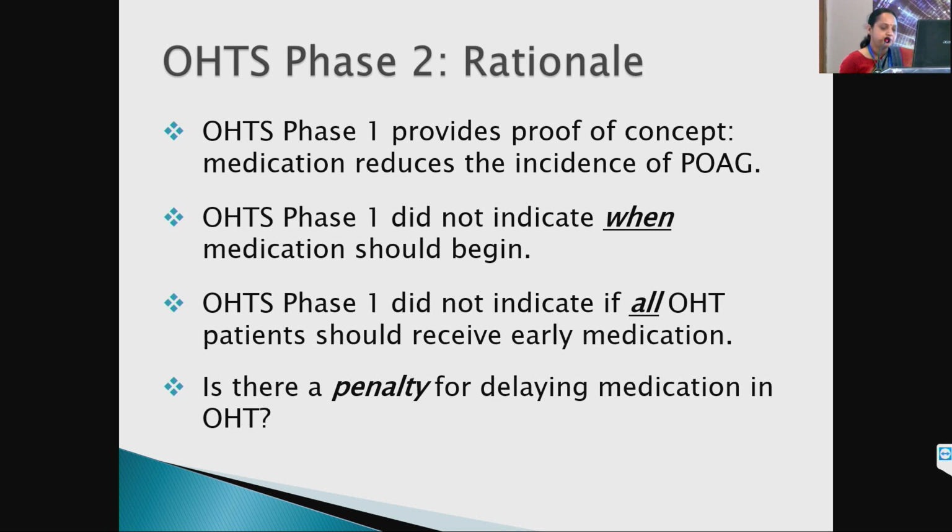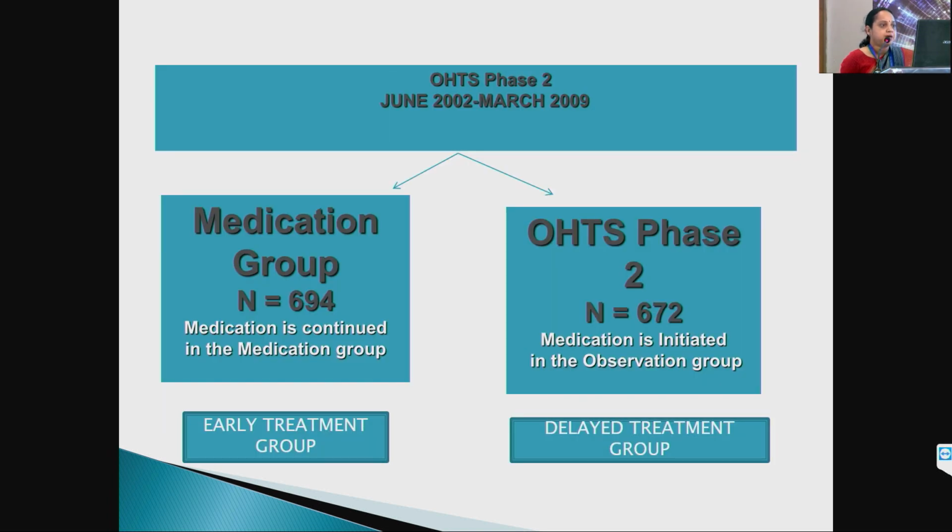So a phase 2 trial was conducted. It was done from June 2002 to March 2009. Medication patients were continued on medication while the observation patients were started on medication. So it was the delayed treatment group.